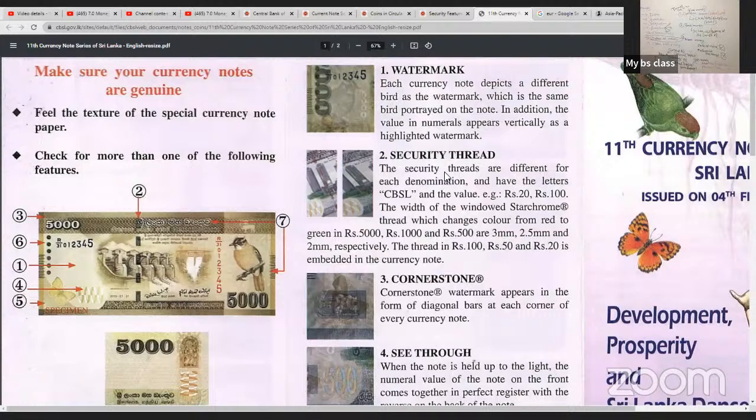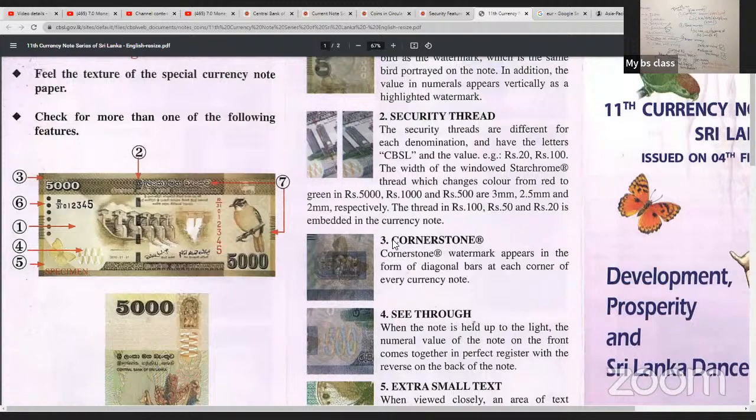Watermark, security thread, cornerstone watermark, the cornerstones number 3.